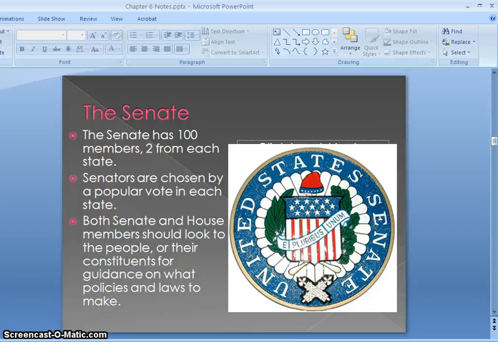Okay. The Senate. Okay, senators, there are 100 senator members, 2 per state, so everyone's equal. Senators are chosen by a popular vote in each state. Originally, it was chosen by the House of Representatives.